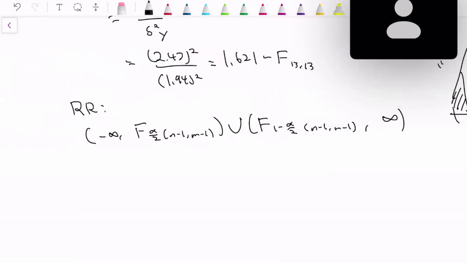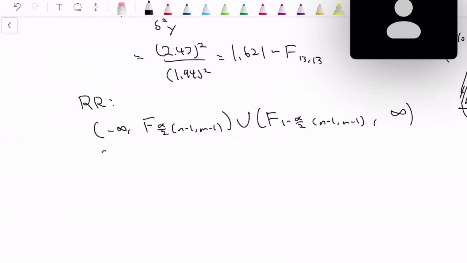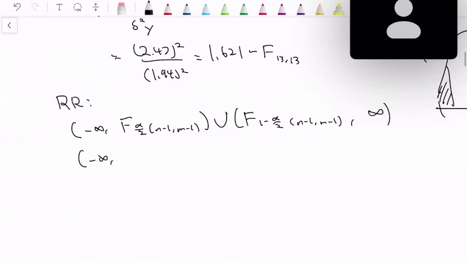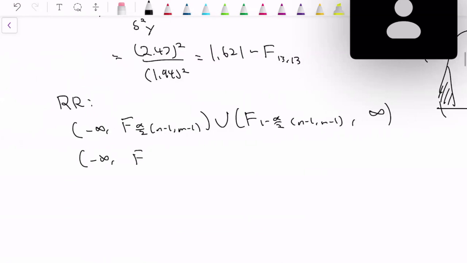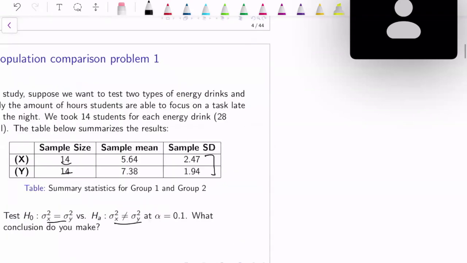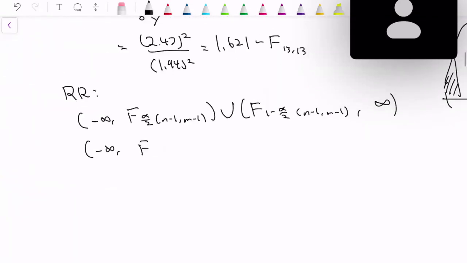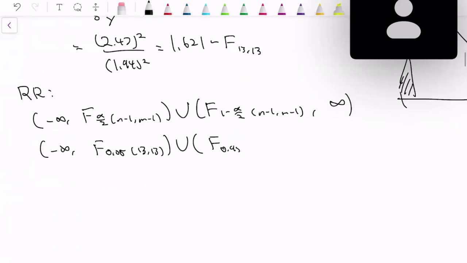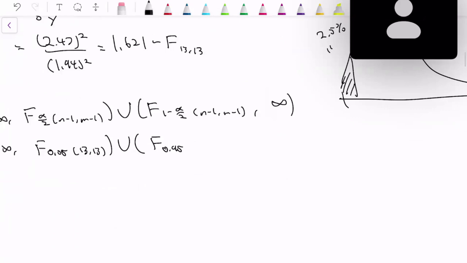He'll give you a table value in the back of your formula sheet. So here, let's see, did I give an alpha? Oh, I did, 0.1. Okay, so if it's 0.1, then this will be F 0.05, 13, 13, and then F 0.95, 13, 13.